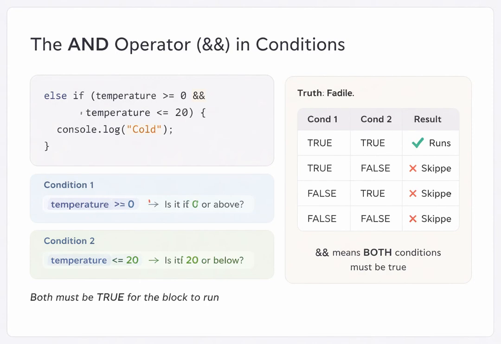Let's zoom in on the AND operator, written as 2 ampersands. When you write 2 conditions joined by AND, both of them must be true for the code block to execute. In our temperature example, we need temperature to be at least 0 and at most 20. If temperature is -5, the first condition fails, so the whole thing is false. If temperature is 25, the second condition fails, also false. Only when both are satisfied does the code run. This is how you define a range. You set a lower bound and an upper bound, and both must be met simultaneously.